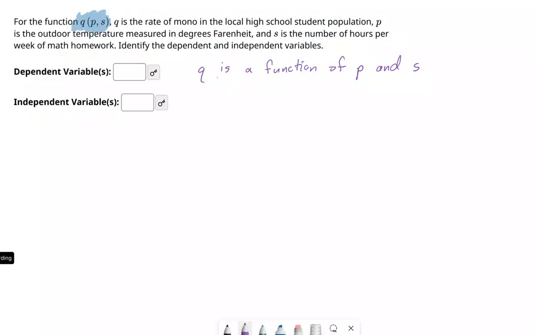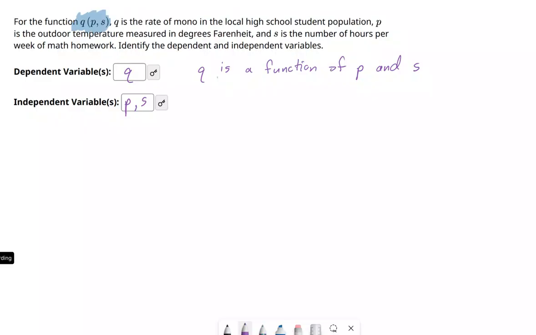Okay, so I put the variables that clearly have no care in the world about anything else as independent variables, right? That's going to be the outdoor temperature, doesn't care about anything. Math homework, clearly math teachers have no feelings, right? They're not going to respond to whether you're sick or anything. Whereas the number of mono cases, now those depend on something, right? They are a function of these independent variables.